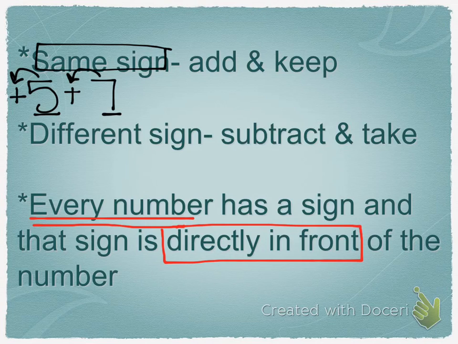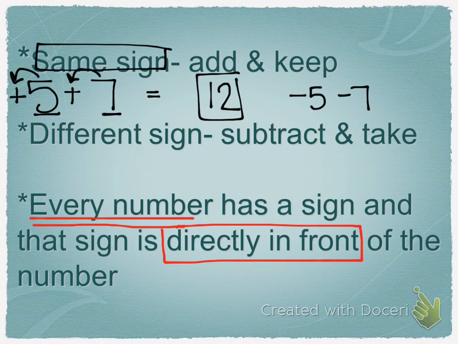So what am I going to do to them? Add the numbers together. 5 plus 7 is 12. And keep that sign that they both have the same. Why would I change it if it's both the same? So it's a positive. Now, do I need to write plus 12 there? No, you can just leave off the plus and write 12. Okay? Same thing goes when I have a problem like this.